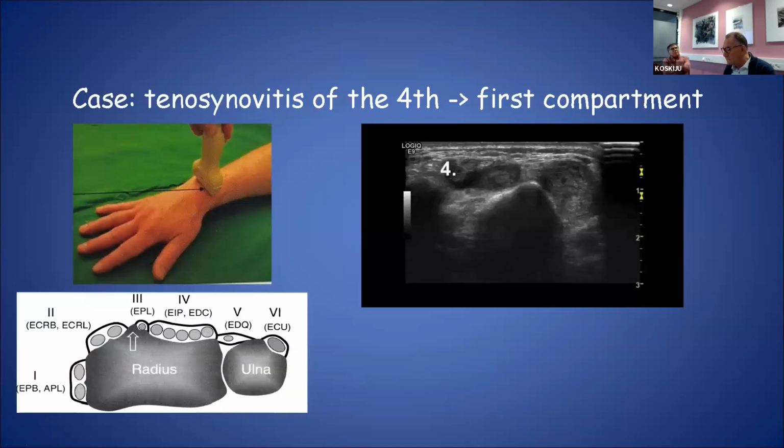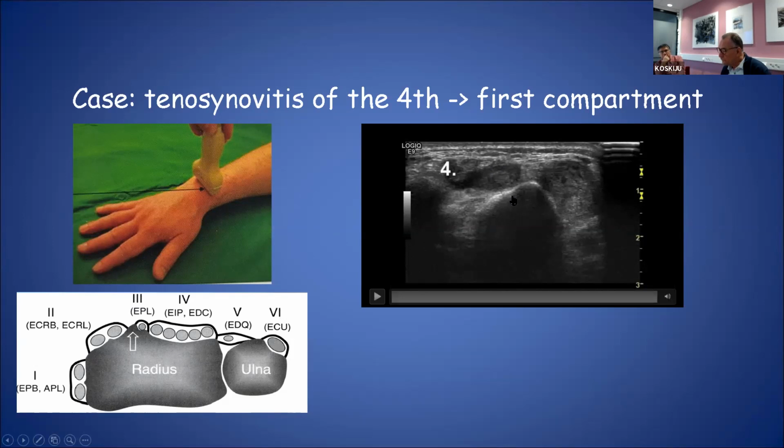I have here a video that shows you several tendon sheath inflammations in one young female. It was clinically impossible to say. I thought it was radiocarpal joint or wrist joint inflammation clinically. But as you see in the video, there is a lot of effusion and proliferation around this tendon.